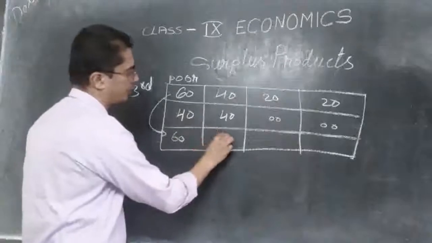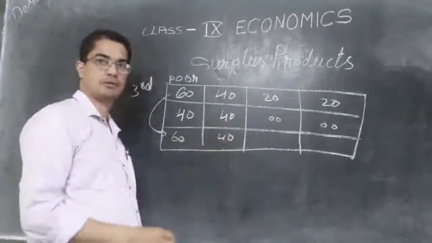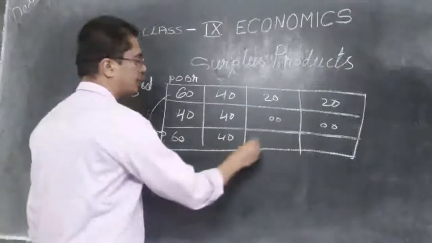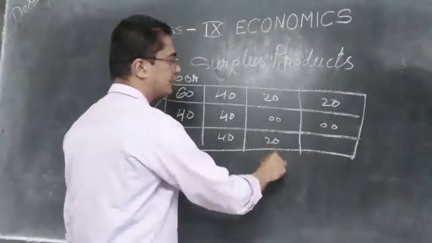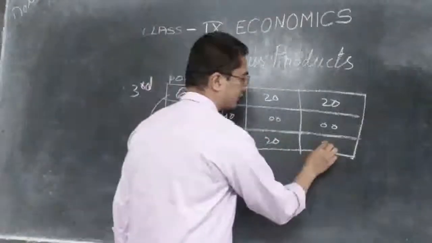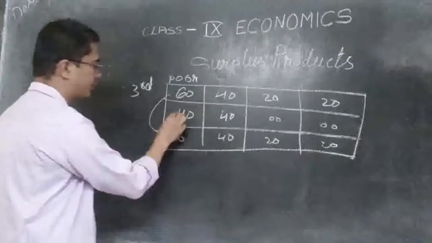Then 40 he will use for himself for eating. Then only 20 is left. Then 20 surplus. Again the same thing will happen.